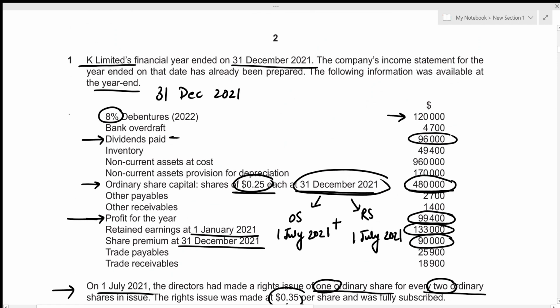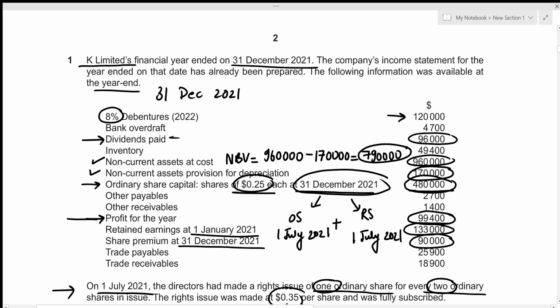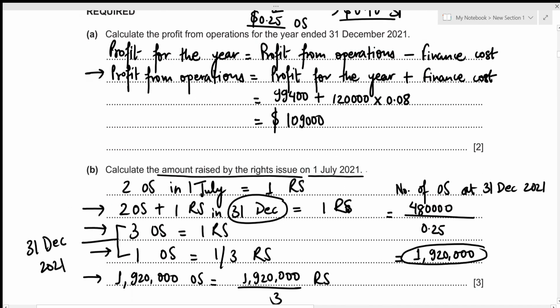Okay, so we are given non-current assets total value at cost as well as the provision for depreciation. And we know that in our statement of financial position, we always record the net book value. And net book value is just the difference between the cost and accumulated depreciation or provision for depreciation. So in this case, the cost is 960,000. And the provision for depreciation or the accumulated depreciation is 170,000. So we just need to deduct this value from the cost in order to figure out the net book value. That's going to be 960,000 minus 170,000, which results in 790,000. So this is the amount at which the non-current assets will be recorded in our statement of financial position. Let's write this value.